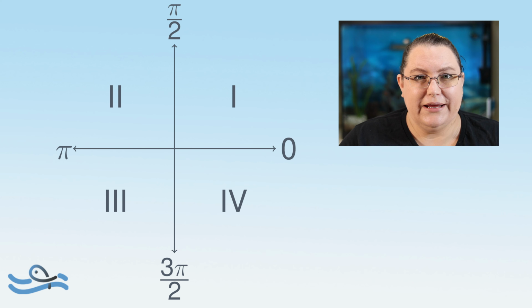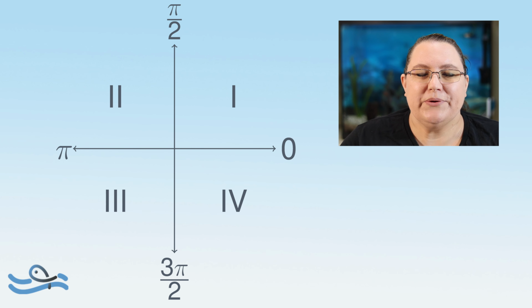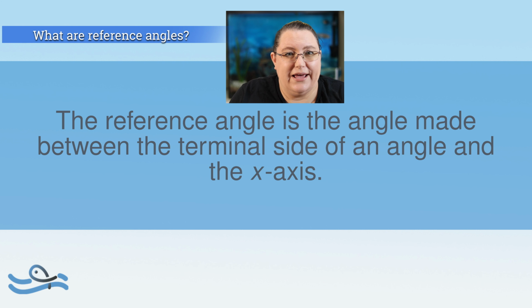Similarly, in radians, between 0 and pi over 2 is quadrant 1, between pi over 2 and pi is quadrant 2, between pi and 3 pi over 2 is quadrant 3, and between 3 pi over 2 and 2 pi is quadrant 4. So what is a reference angle?